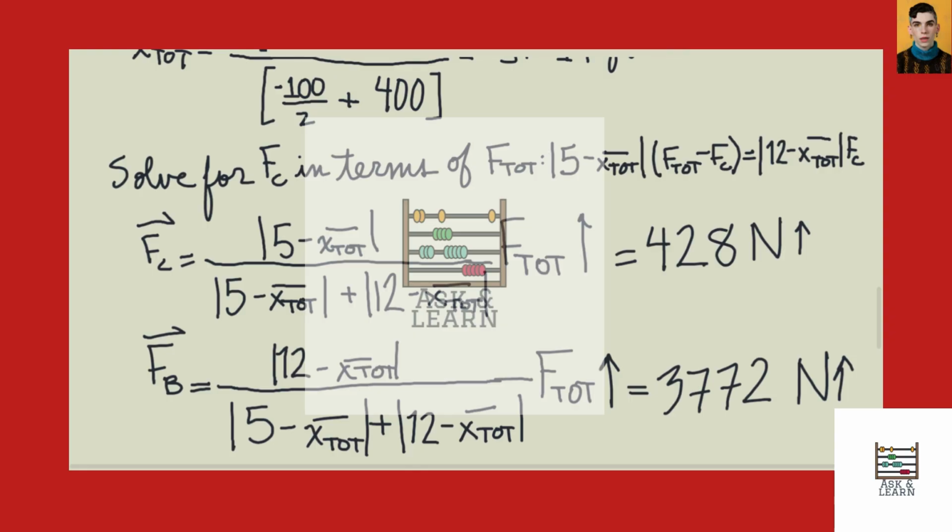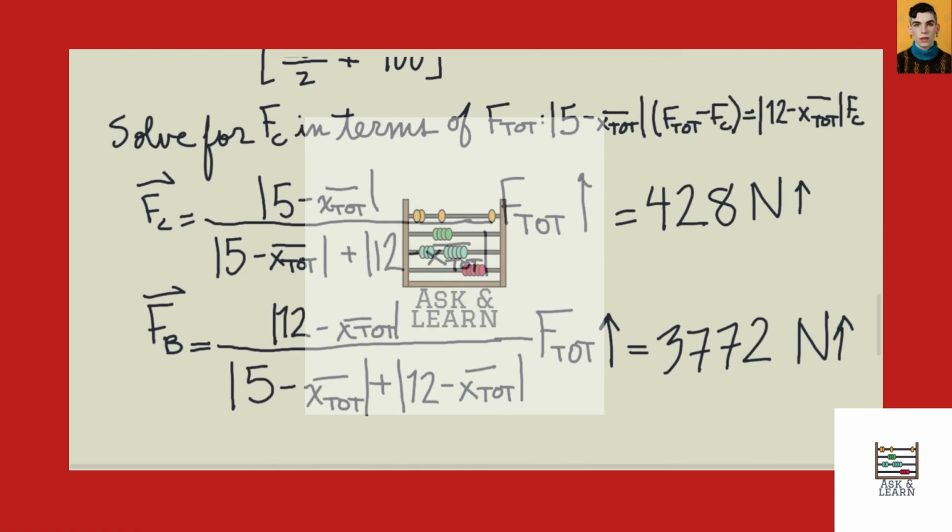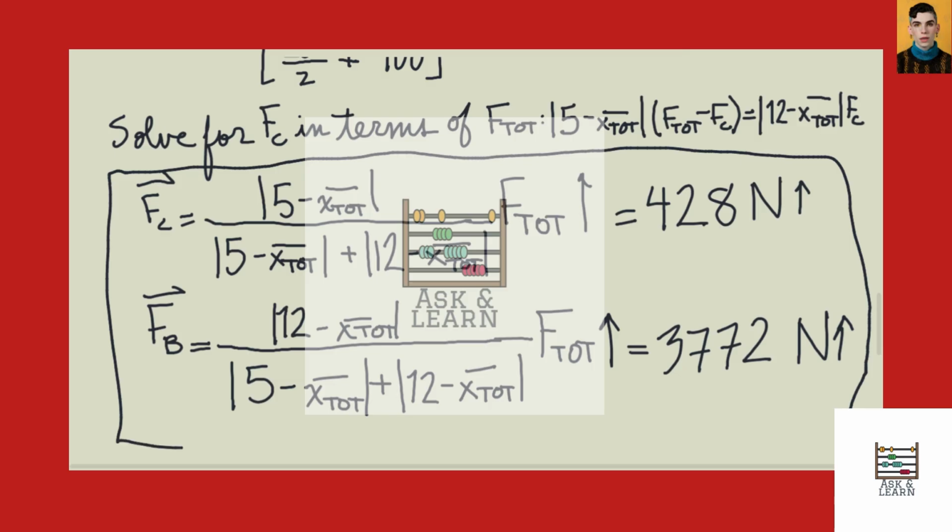You plug in the numbers for that. Remember, our value for x total was 5.714 feet. Plug in the numbers for our centroid location there, and you should have 3,772 newtons upward. And that concludes our problem. Let me box it. There we go.